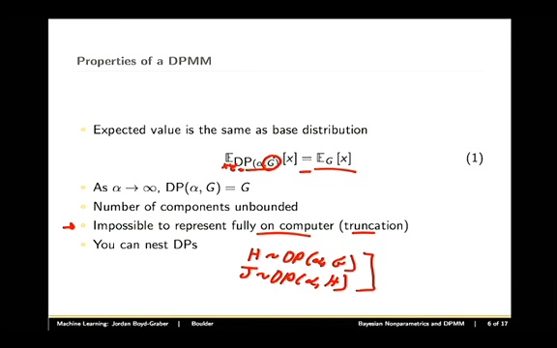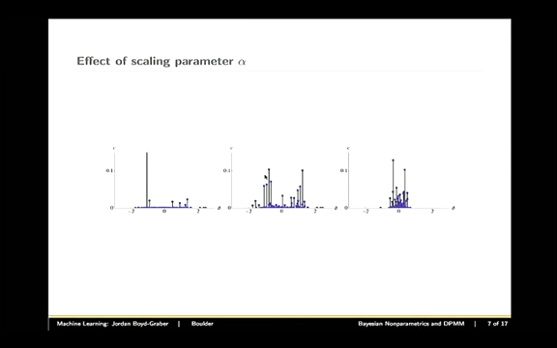Do other statistical properties remain the same? The expectation value is the same. Does the variance change? The variance does change, and in fact it depends on alpha. Okay, so here are examples of a Dirichlet process where the base distribution is a normal Gaussian.